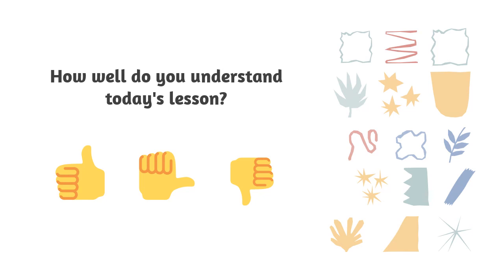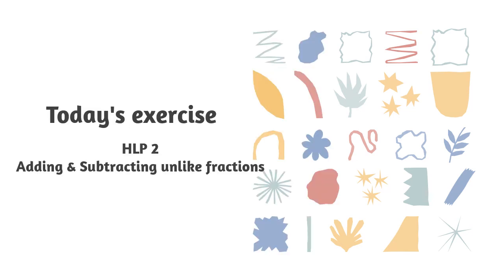So give me a thumbs up, thumbs down, or middle thumb to show how well you understand today's lesson. Today's exercise is included in your home learning pack. The second page is on adding and subtracting unlike fractions. Please do it in pen. You can do your side calculation. You can do your multiples on the paper as well. So I can see that you are following the S2S, and I can see that you are doing your working to find the answer.